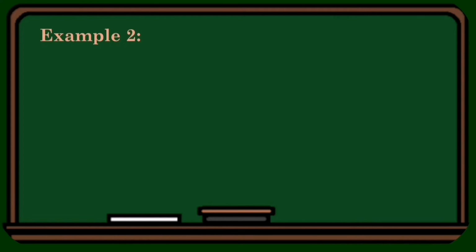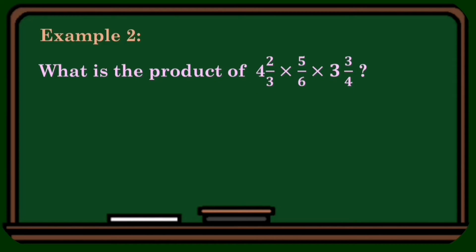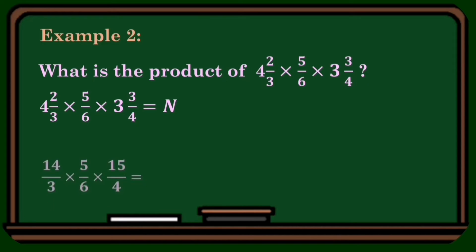Let's have another example. What is the product of 4 and 2/3 times 5/6 times 3 and 3/4? Okay, our equation is 4 and 2/3 times 5/6 times 3 and 3/4 equals n. So notice that our fractions are mixed fractions, so we need to change them to improper fractions. Okay, so 4 and 2/3 becomes 14 over 3, and 5/6 just copy down. And then 3 and 3/4 becomes 15 over 4. And then we'll apply cross-cancellation method.